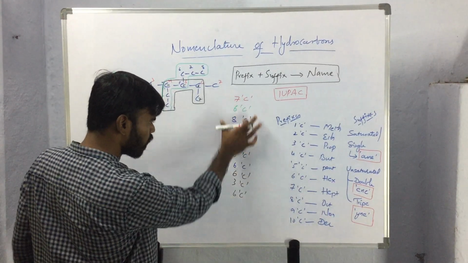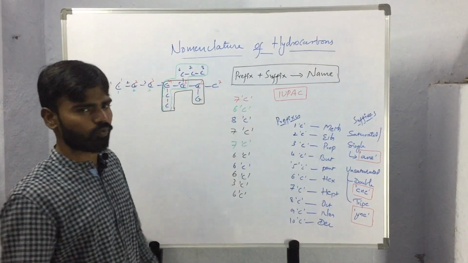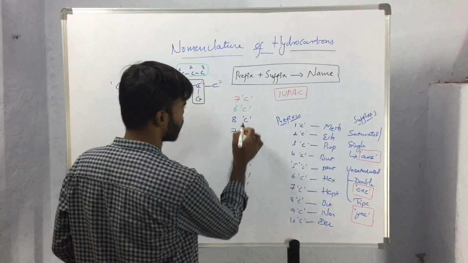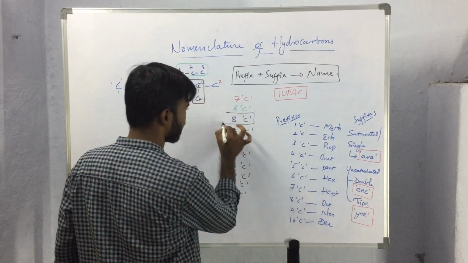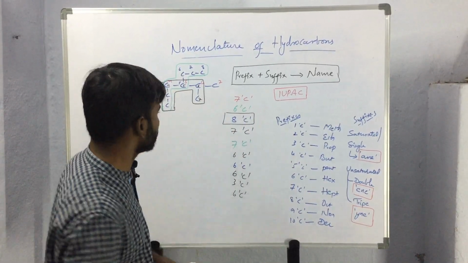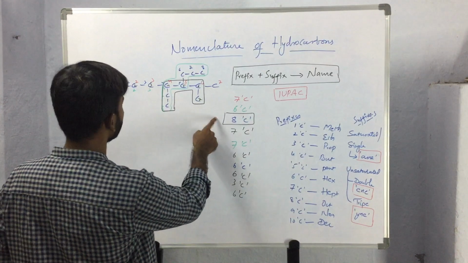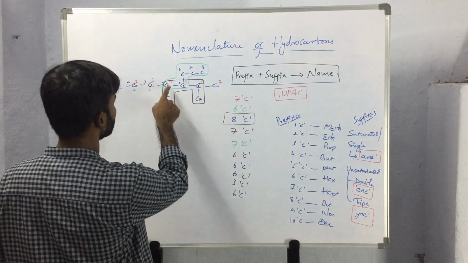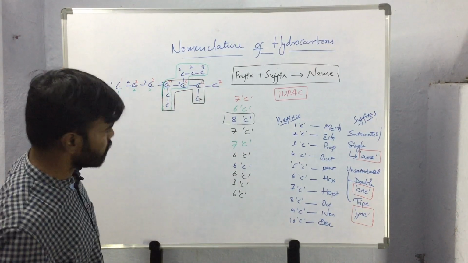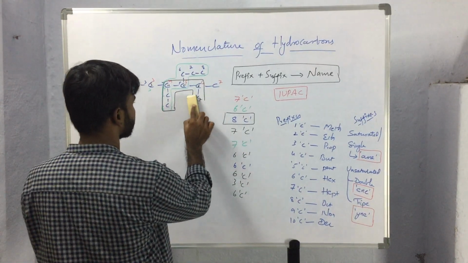So among all these possibilities, which is the longest possible continuous chain? The chain which is having 8 carbon atoms will be the longest possible continuous chain. So which chain will it be? 1, 2, 3, 4, 5, 6, 7, 8. So this will be the longest possible continuous chain.